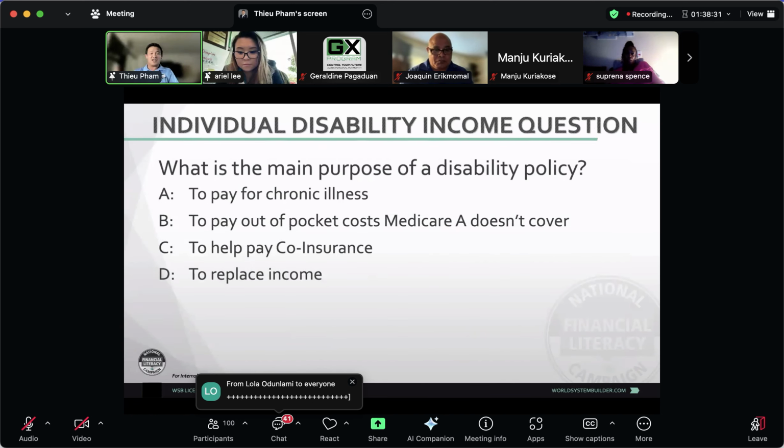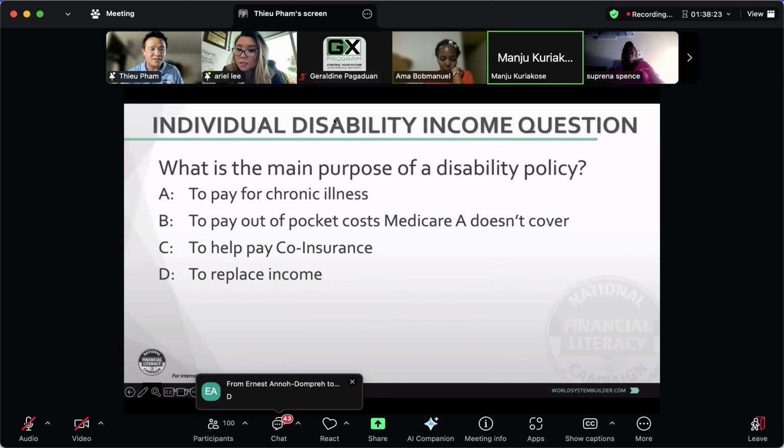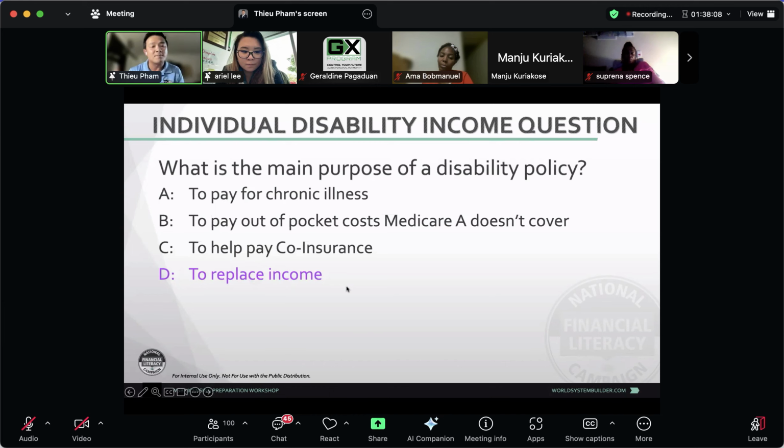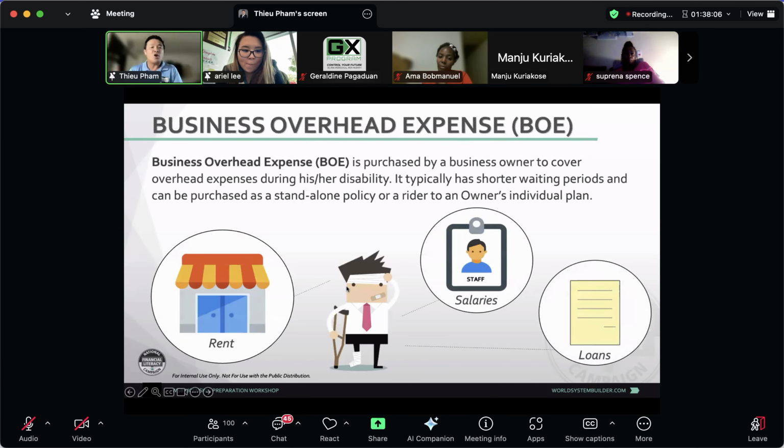Is it to pay for chronic illness? Is it to pay out of pocket? Is it to help pay co-insurance or replace income? To replace income. Oh, so easy. You guys all got it. You're all going to ace the test. Yeah, replace income, correct. And everything else doesn't make sense. Chronic illness is more like long-term care, and all this stuff doesn't make sense. Okay, easy question.